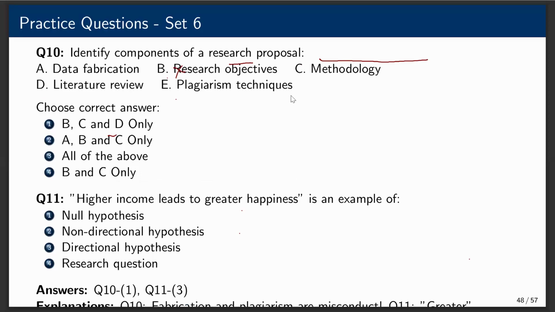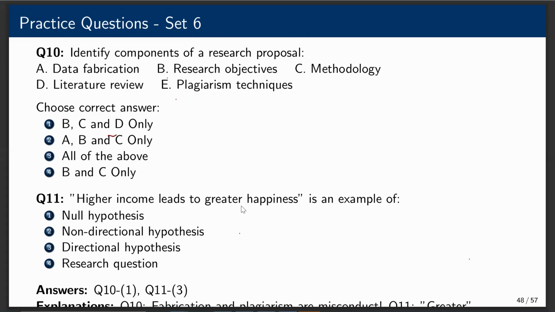Next question. Identify components of a research proposal. I think research proposals is going on in our class, right? Yeah, Madhusudha, you are correct. We'll discuss more and I will do counseling for each one of these cases.